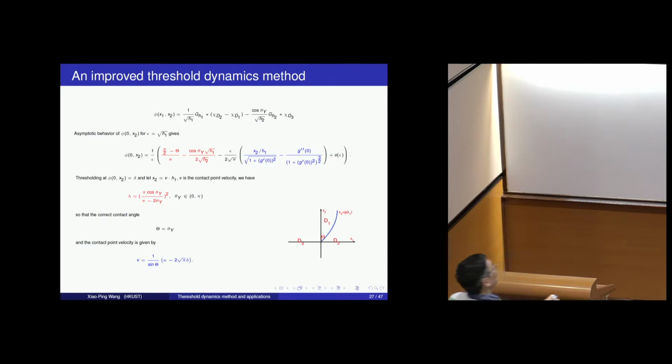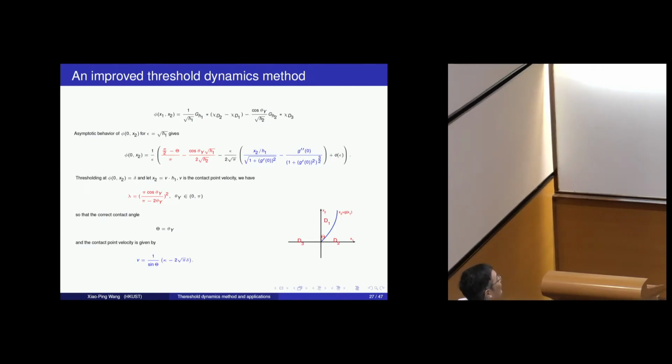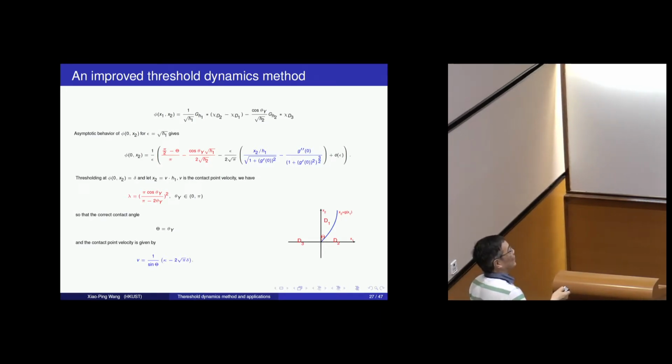And this gives you that in order to have the contact angle be the original Young's angle, you need to choose lambda to be this number. This you solve from here. Let this equal 0. And then the next order term gives you the velocity of the contact point.